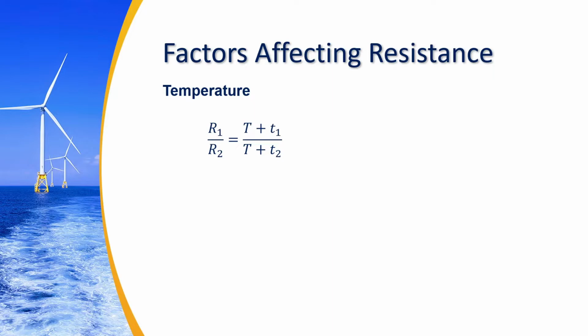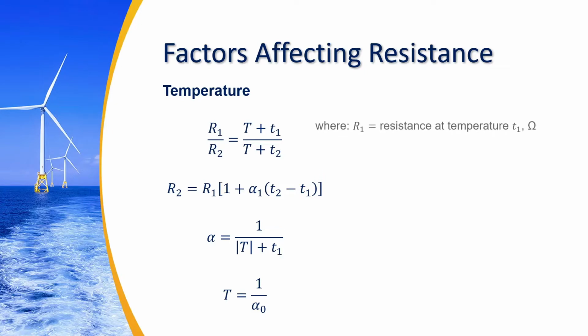Dito, sa temperature, meron tayong formula. R1 over R2 is equal to T plus T1 over T plus T2. Another set of formula is R2 is equal to R1 multiplied by 1 plus alpha 1 times T2 minus T1. Meron din tayong alpha na 1 over T plus T1, at meron tayong T na 1 over A0. Ngayon, ano ba yung mga variables na yan?